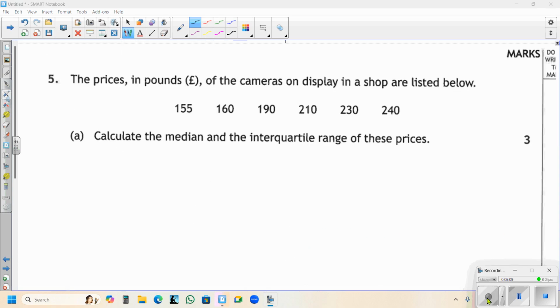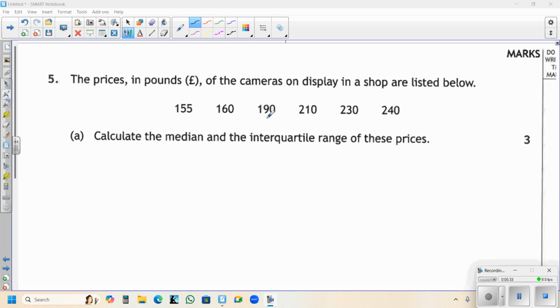Next one is our stats question. It says the prices in pounds of the cameras on display in a shop are listed below: £155, £160, £190, £210, £230, £240. Calculate the median and the interquartile range of these prices. So always check to make sure they're in order, going from smallest to largest, they are.